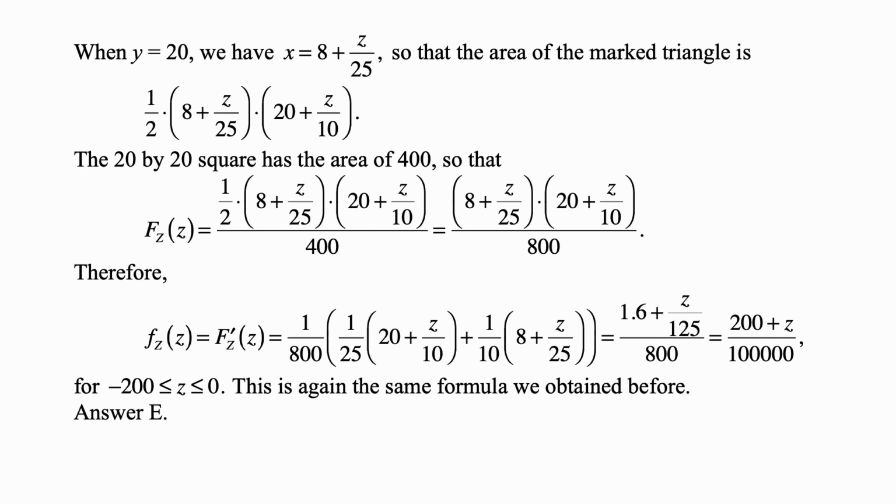The 20 by 20 square has the area of 400, so f sub z of z is that area that we just calculated divided by 400, and that becomes (8 plus z over 25) times (20 plus z over 10) divided by 800. And the density is the derivative of that, so we take the derivative and we get (200 plus z) over 100,000 for z between negative 200 and 0. This is again the same formula we obtained before, and answer E again.